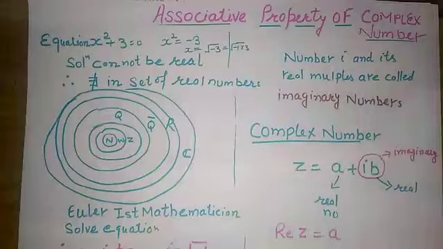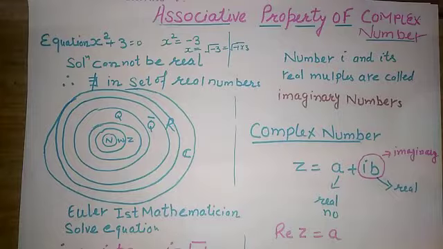Good morning, students. Today we will study the properties of complex numbers, that is, the associative property and the commutative property. First we will study the associative property, but before that, let's go through some basics on why we study complex numbers.